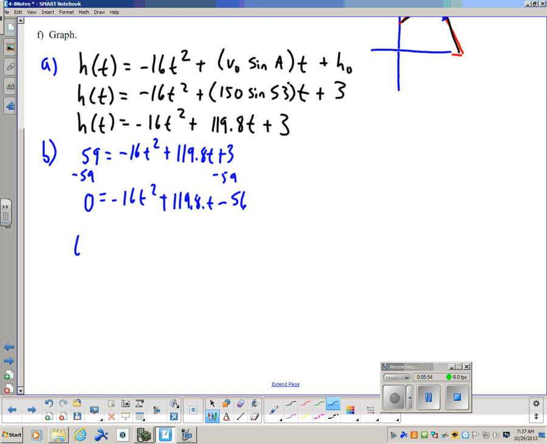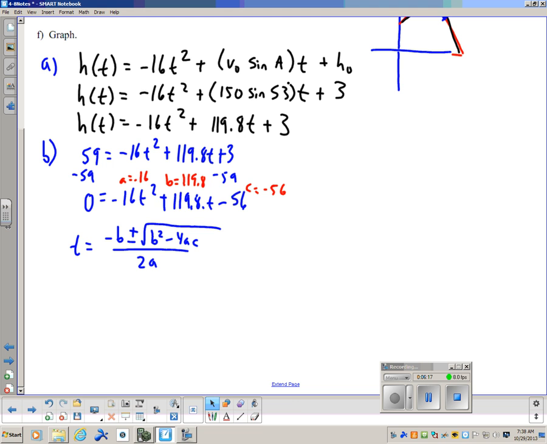So t is equal to the opposite of b plus or minus the square root of b squared minus 4ac all over 2a. Well, if you remember this, our a here is negative 16. Our b here is what's in front of t, 119.8. And our c here is just our constant over here, which is negative 56. So let's plug those into the quadratic formula.